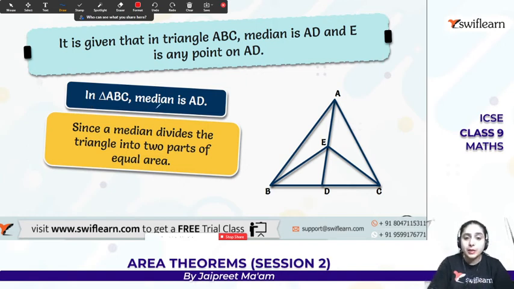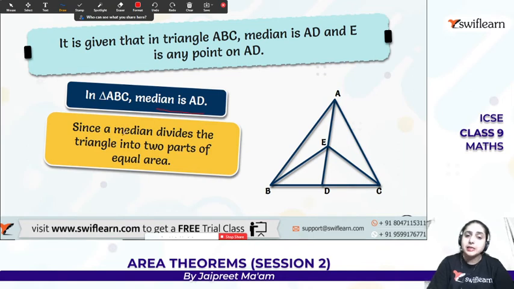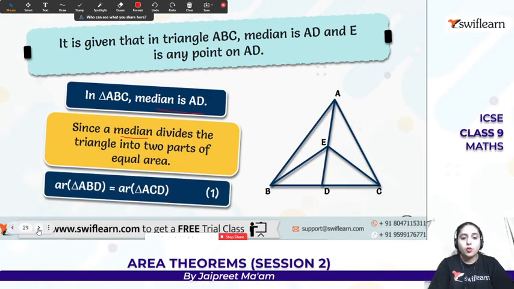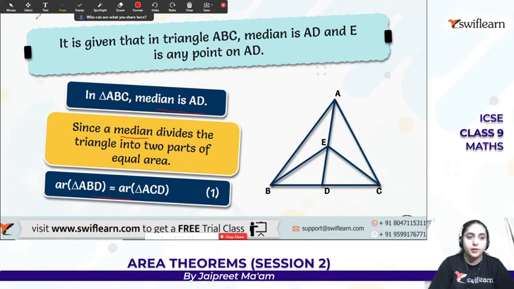So in triangle ABC, median AD. Since it is a median, I have told you in the beginning the difference between median and altitude. A median divides the triangle into two parts of equal area. So area of triangle ABD is equal to the area of triangle ACD. So let's put it as equation first.